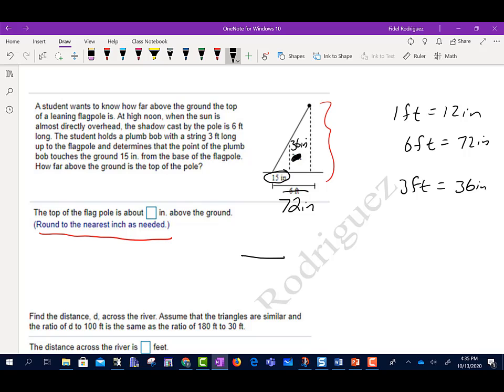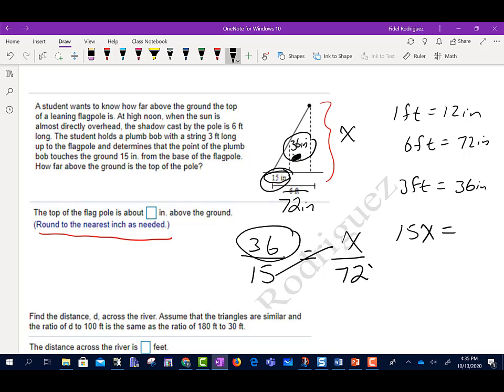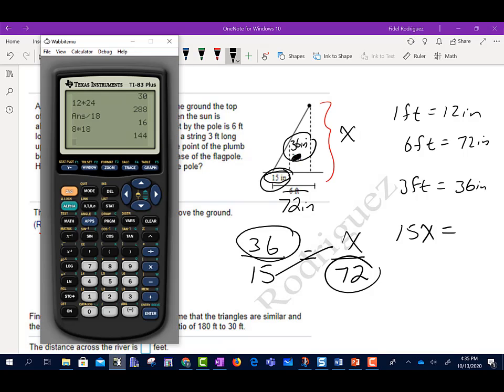So we're going to say the ratio of 36 to 15 is going to be equal to the ratio, why don't we call this x, because we don't know what it is, x over 72. And now we can again cross multiply. So 15 times x is 15x. And let's take our calculator to figure out what is 36 times 72. I don't know, a big number. 2592.